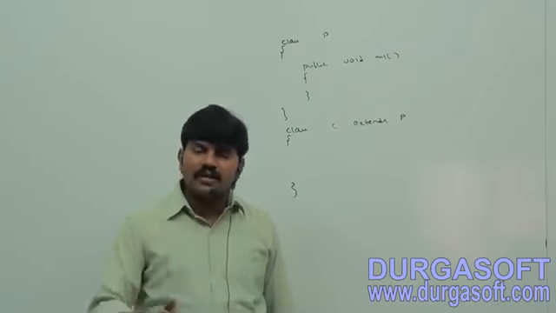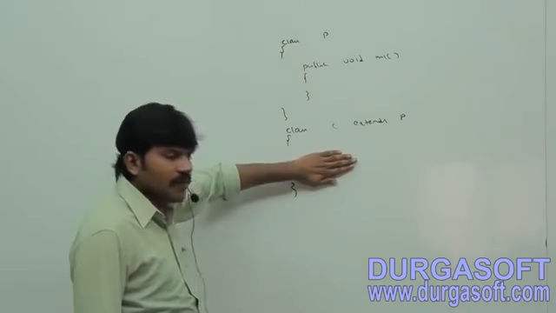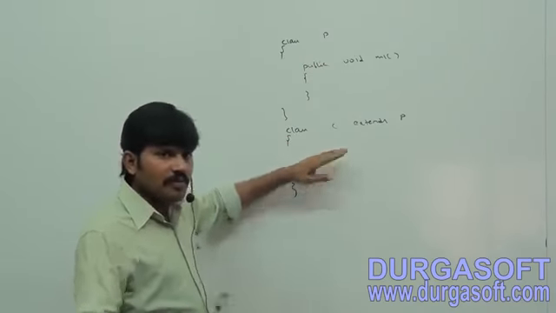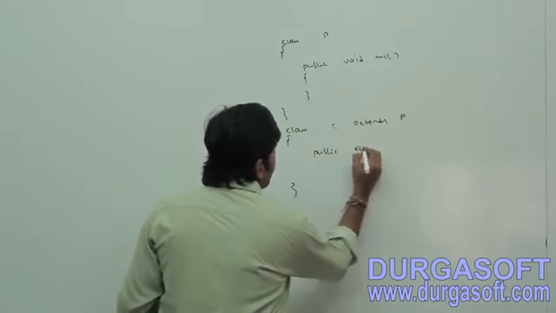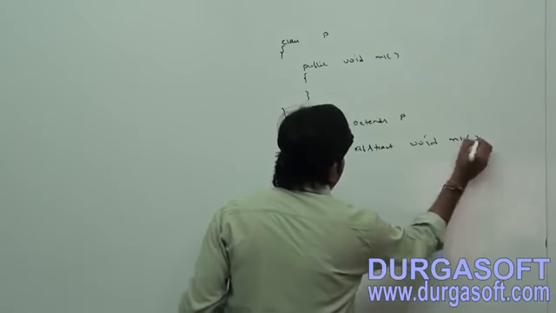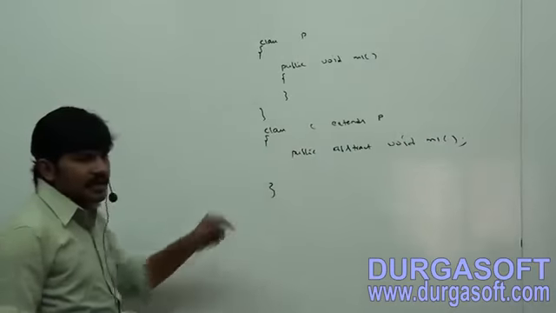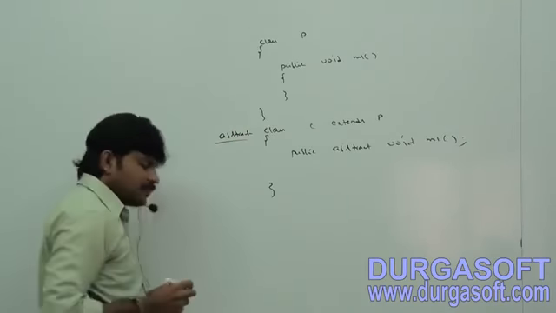Then how can you handle it? No problem. You don't want the parent implementation, so you can override. But you don't know how to provide the implementation. Just declare an abstract method: public abstract void m1. If the class contains at least one abstract method, declare the class as abstract.